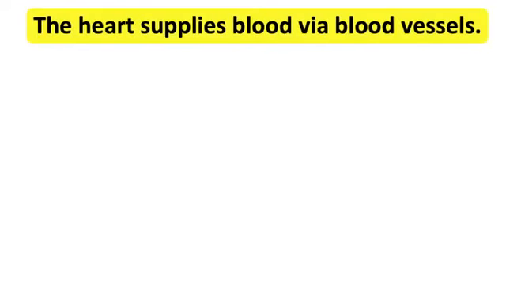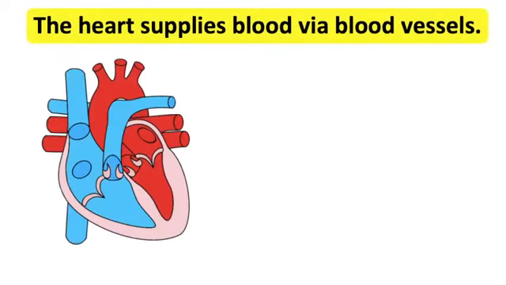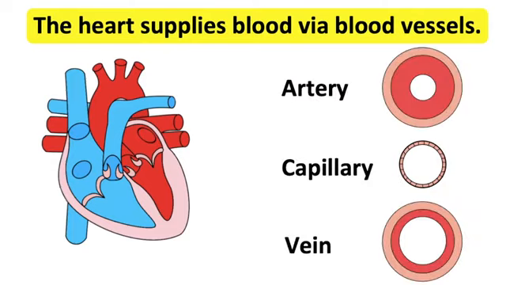The heart supplies blood to the body. Blood carries important materials which are required for the body to function and to keep healthy. These include nutrients and oxygen. Blood also helps to get rid of waste material and carbon dioxide from the body, as well as fighting infections. Blood is transported around the body via blood vessels.